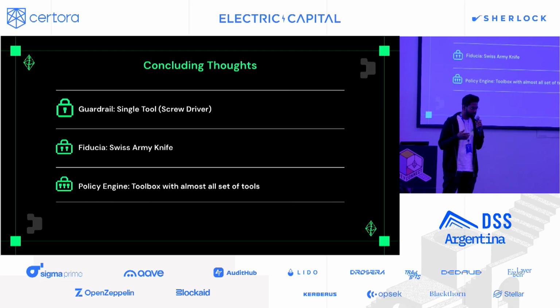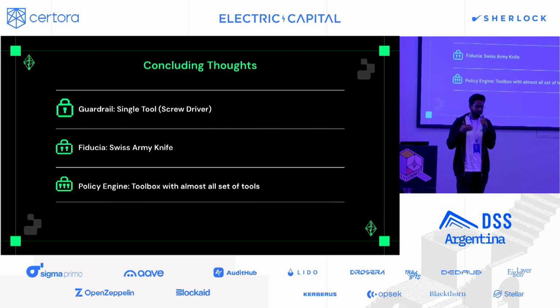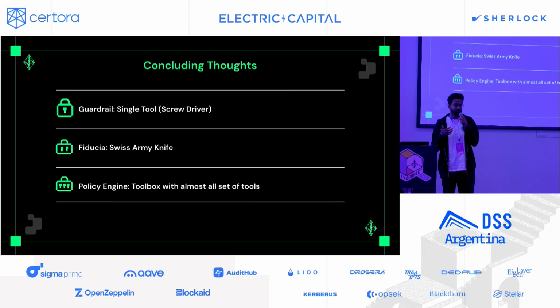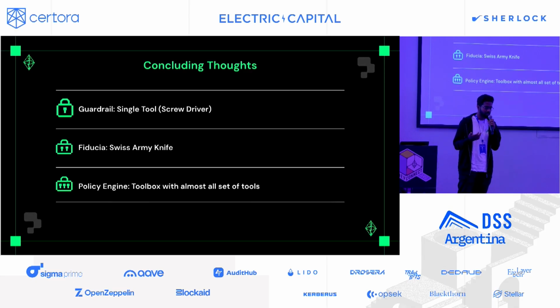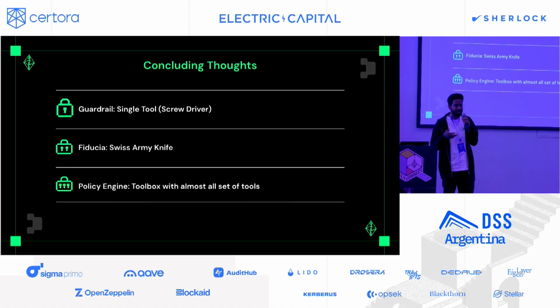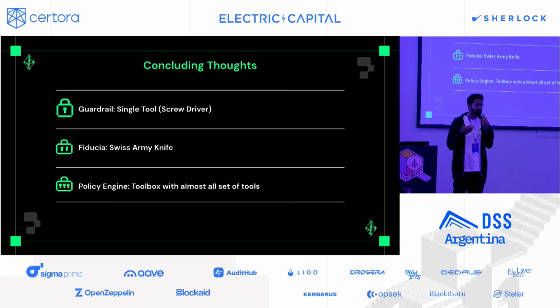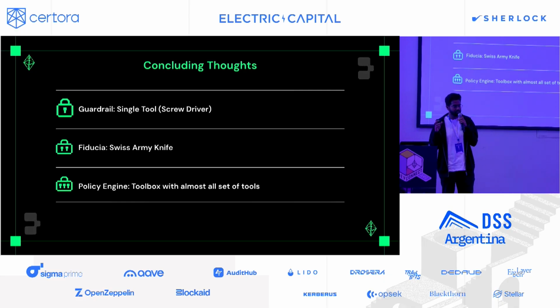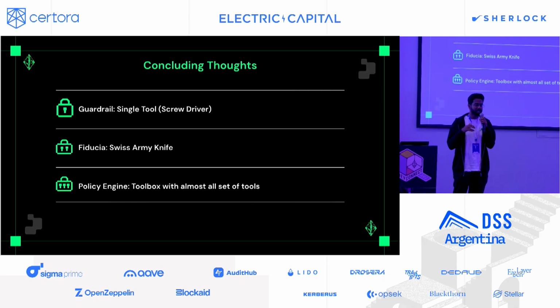To conclude my thoughts, these are three guards which we have iterated over time, so it's easier to test things out. All of these are in a beta version, so maybe test them out on a testnet so that you can get a feel for them. You can think of it this way: Guardrail is a single tool, let's say a hammer or a screwdriver. Fiducia is a Swiss Army knife. You can do a lot of things, but it's still limited by its possibilities. And policy engine is like a toolbox with almost all the tools available, and you can configure it however you want with custom logic and all the things.